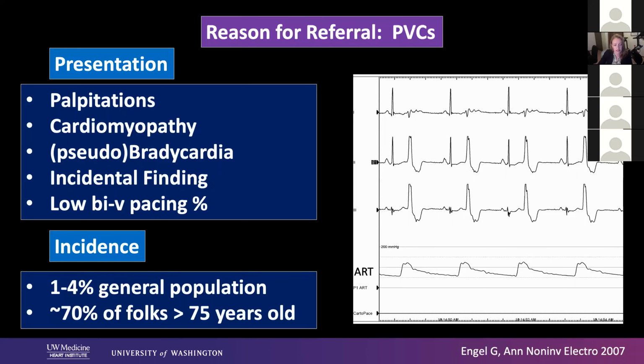Folks who have CRT devices with heart failure, low BIV pacing percentage remains something that we see quite a bit. How frequent are PVCs? I get asked this question a lot. Patients always want to normalize their disease process, and PVCs turn out to be really quite frequent when you do large scale studies. There have been studies within the VA, studies of medical students over the years who've worn Holters. And it's about 1 to 4% of the population that have some degree of PVCs at any given time. 70% of folks greater than 75 years old would have greater than about 0.2% PVCs on a 24-hour Holter. So again, relatively low burden.